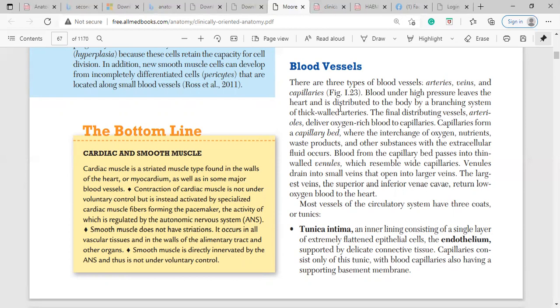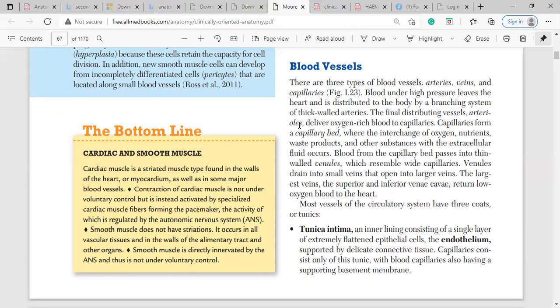Now, this aorta divides into other smaller arteries. The smallest arteries are called arterioles. Arterioles, you'll find it here. The final distributing vessels, arterioles. So these are the smallest arteries that actually go to the capillaries.